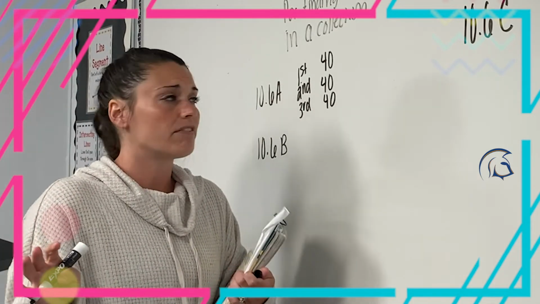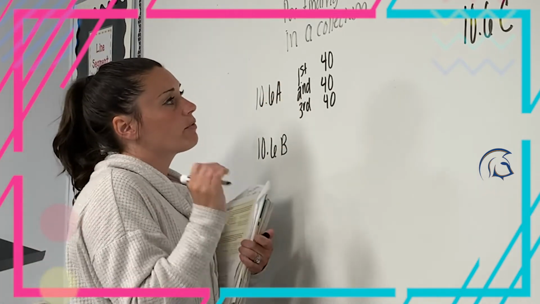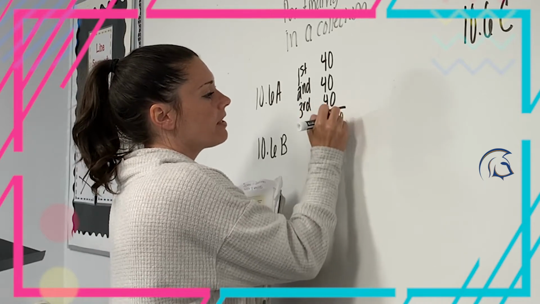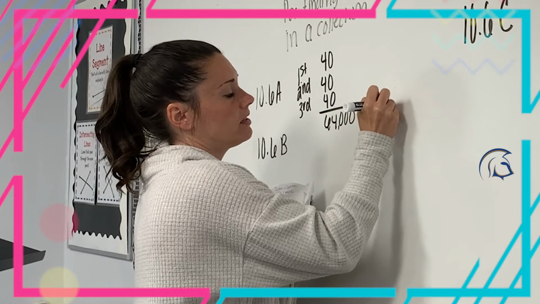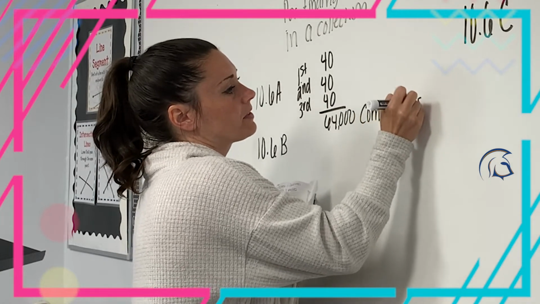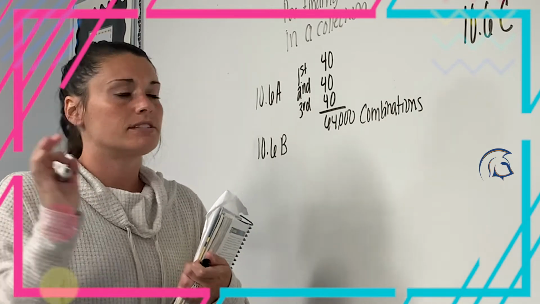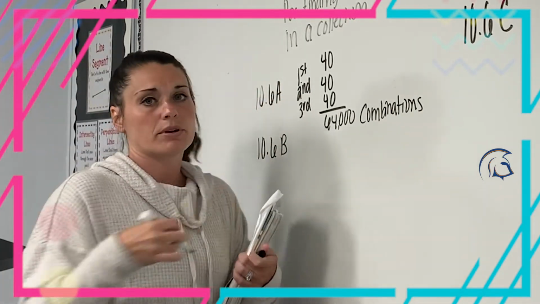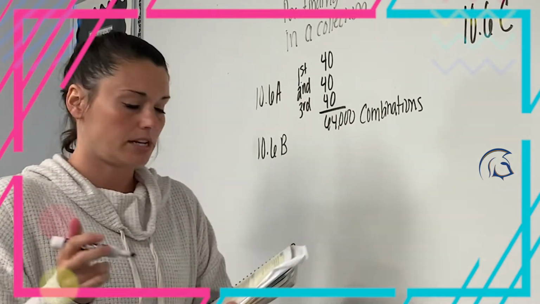All you do to solve that is you just multiply all 3 of those together. 40 times 40 times 40 is 64,000 combinations. Okay, so there are 64,000 different combinations you can get with 3 numbers, each one being able to be 40 numbers.